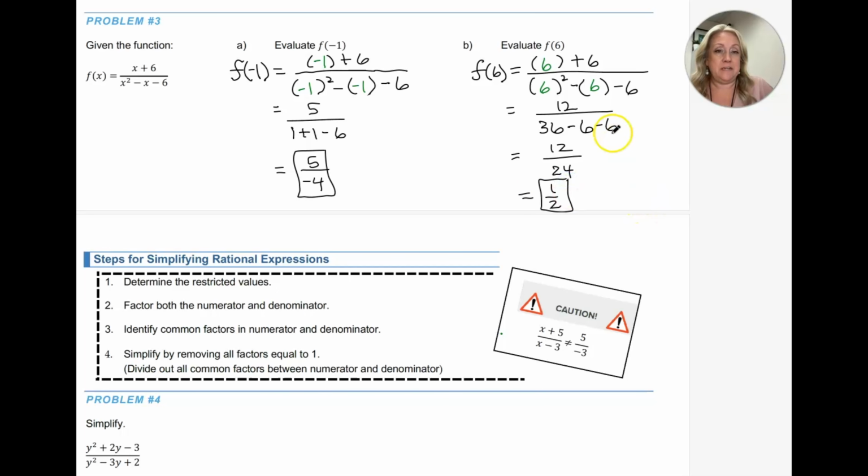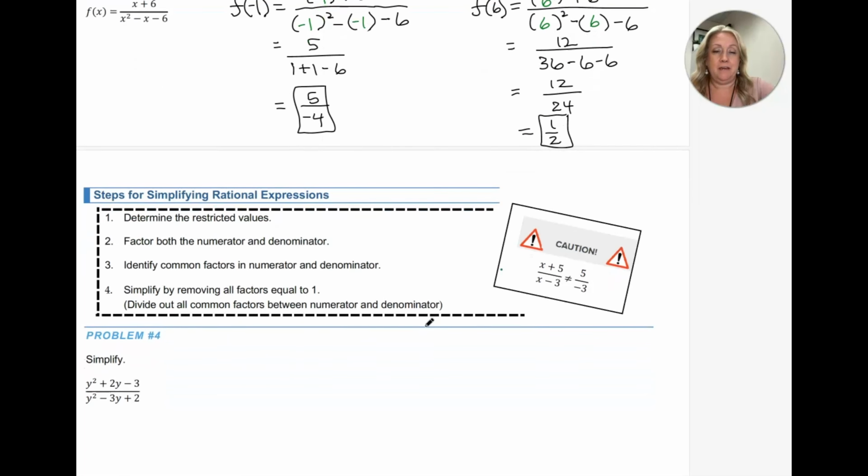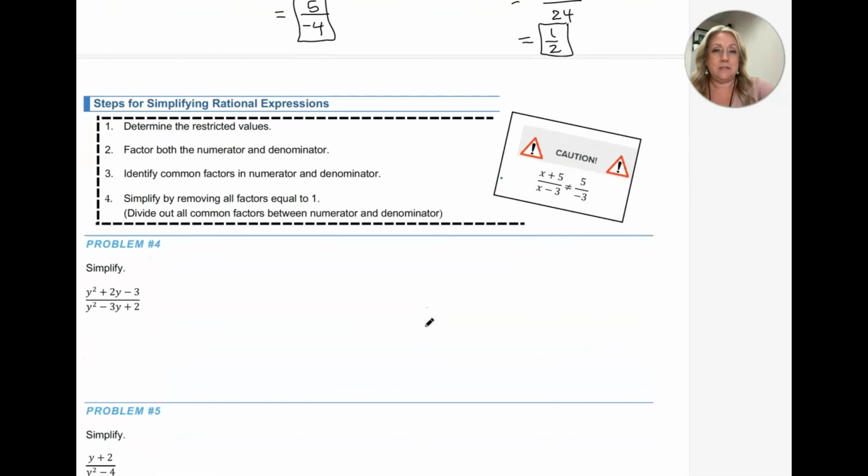All right, so you've seen this type of thing before where you are evaluating. It's just now we're going to have some fractions in there, and that is just fine. All right, the next thing that we want to talk about in this module is all about how to simplify rational expressions. Now, a really important thing to keep in mind, this whole unit, you've got to remember how to factor. You are going to use this a lot. So let's look at the steps for simplifying rational expressions.